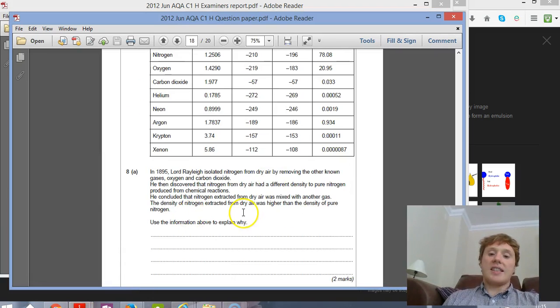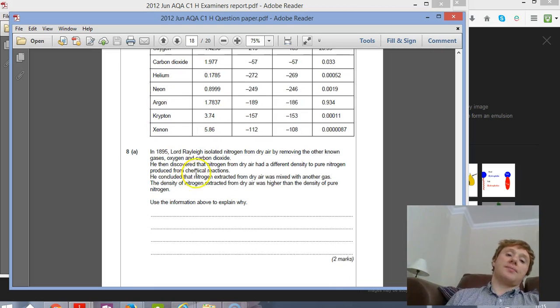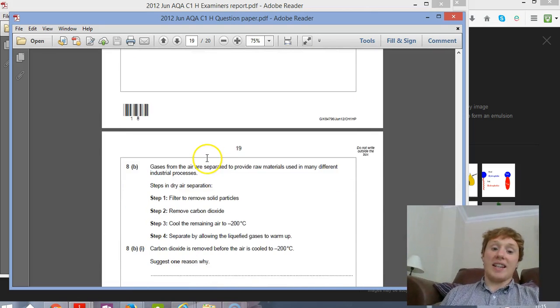It says density in the question, so you need to be looking at the density column. It tells you you've got nitrogen, oxygen, carbon dioxide, so you get rid of those, and you're left with the others. So it's asking you to eliminate the ones in the question. You're left with these, then compare their densities. It's quite high level thinking, which is why it's the last question.